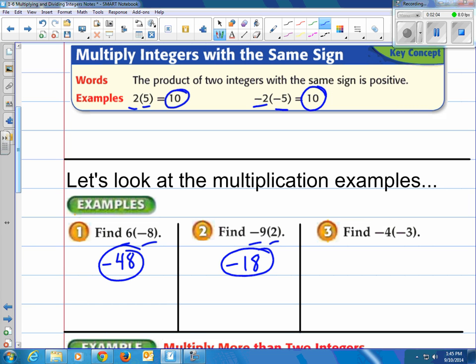How about number 3? We have negative 4 times negative 3. That's two negatives. That means the signs are the same, two negatives. When two negatives are multiplied, you get a positive. So the answer is going to be a positive 12. 3 times 4 is 12.